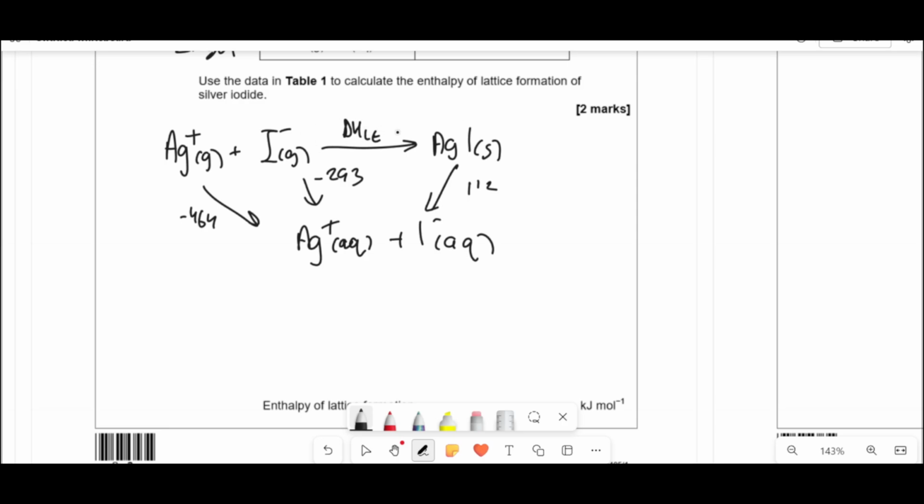So then you can find it because you know that if you start from here and here, the enthalpy change will always be the same no matter what route you take, even if you go down this way instead. Therefore, the lattice enthalpy will equal this arrow going down, minus 464, this arrow going down, minus 293, and then from here we're going up, so it's going to be the opposite of this. That's plus 112 down, so that's going to be minus 112 up. If we do that, we get minus 869 kilojoules per mole.